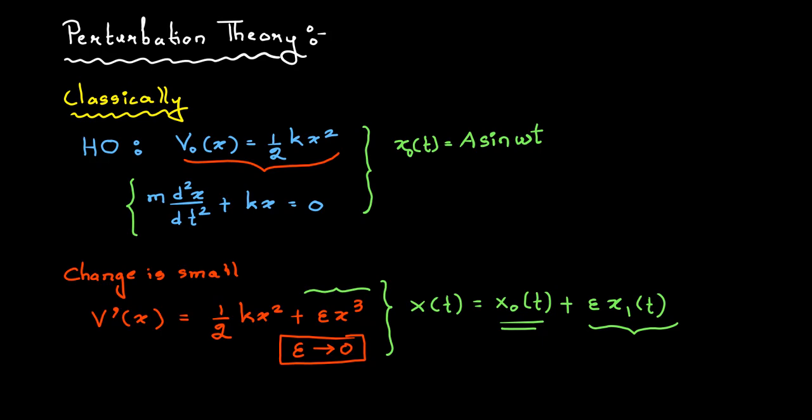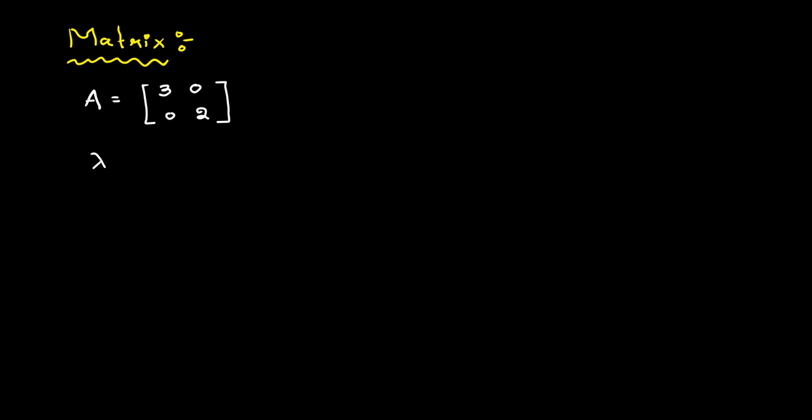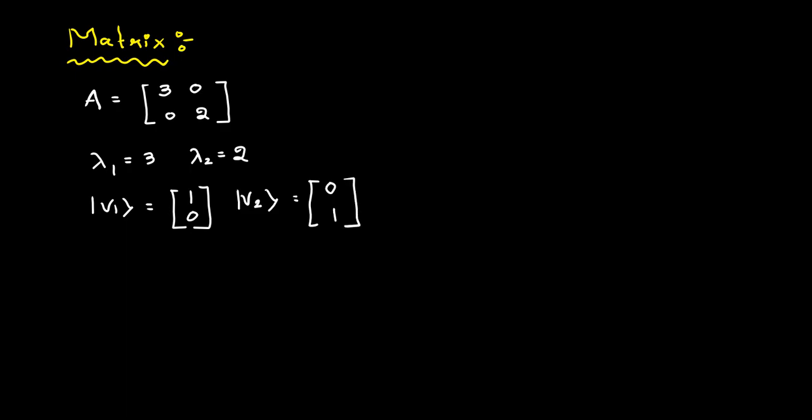Okay, let's try to understand it in a different context. How about we talk about matrices. In matrices we can use the idea of eigenvalues and eigenstates to depict what perturbation actually means. Consider a matrix A which looks like this: 3 0 0 2. This is a diagonal matrix, so it is quite clear that it has two eigenvalues. One eigenvalue is 3, another eigenvalue is 2. The first eigenstate will look like 1 0, and the second eigenstate will look like 0 1.